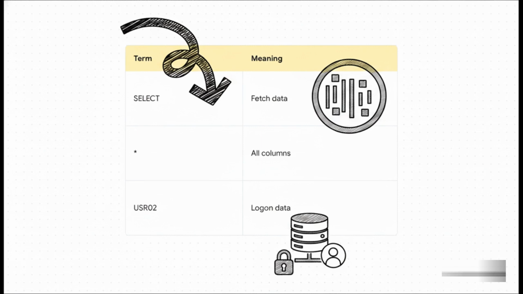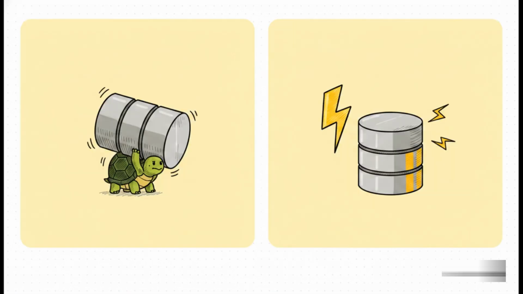First up, SELECT. That simply means, hey, fetch some data. Next, that asterisk or star symbol stands for all columns. And finally, USR02 is the specific SAP table name we're targeting here. Now in this case, USR02 is a highly important table because it stores the SAP user logon data. Put it all together and it says, fetch all columns from the user logon table. Simple enough, right?